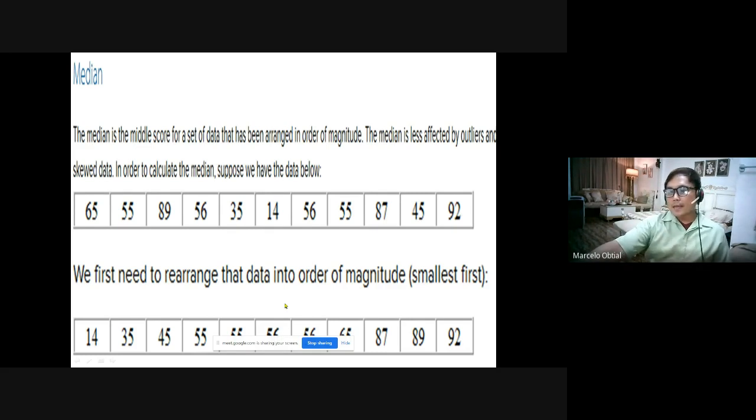Okay? Any question, ma'am, sir, kapag add? Okay, wala na ho? Okay. So median natin 56. Okay, next.